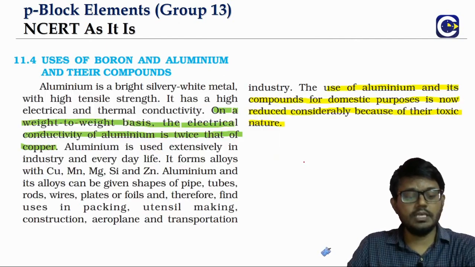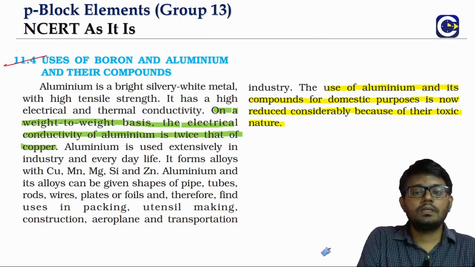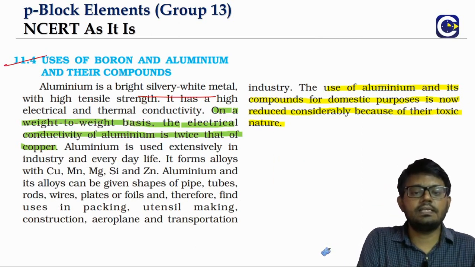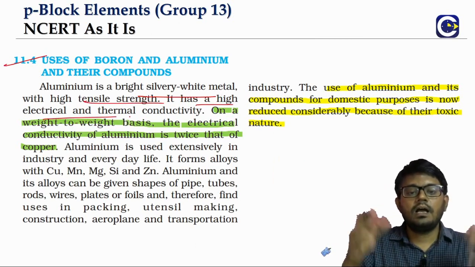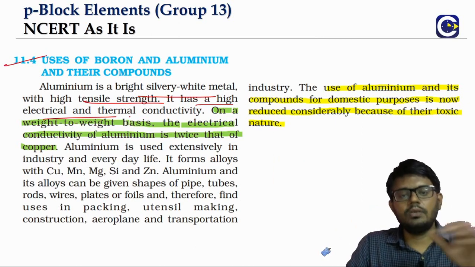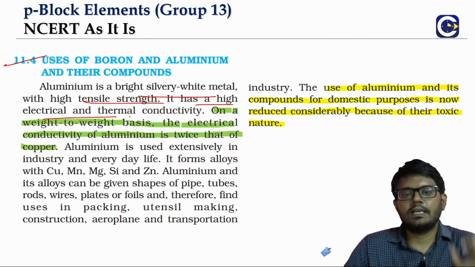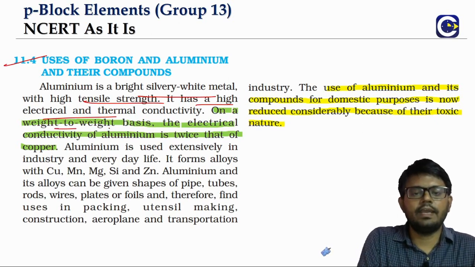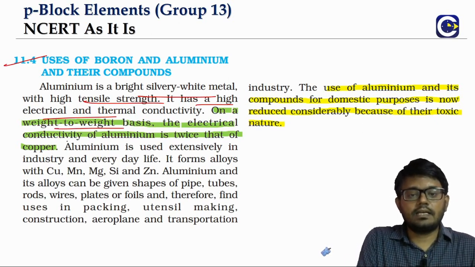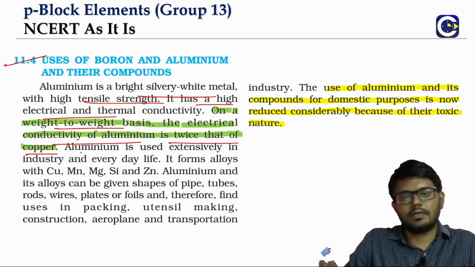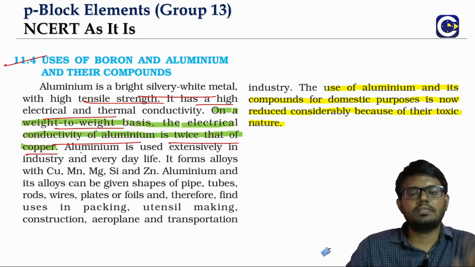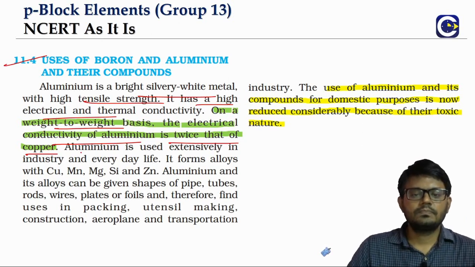Talking about aluminium, it's a bright silvery white metal. It has high tensile strength, and because of its high thermal and electrical conductivity, it can be used in specific applications where we require high conductivity. In fact, on a weight-for-weight comparison, the electrical conductivity of aluminum is twice that of copper. But why do most common transmission lines use copper? Because of cost effectiveness.